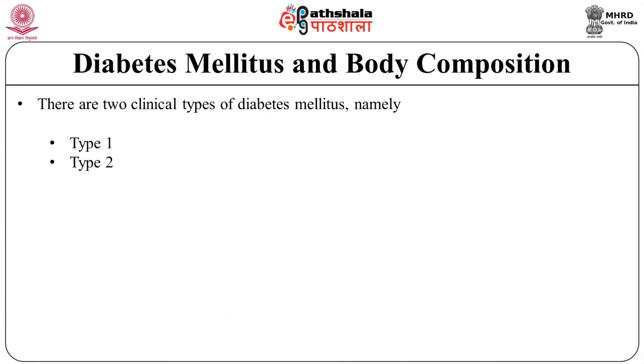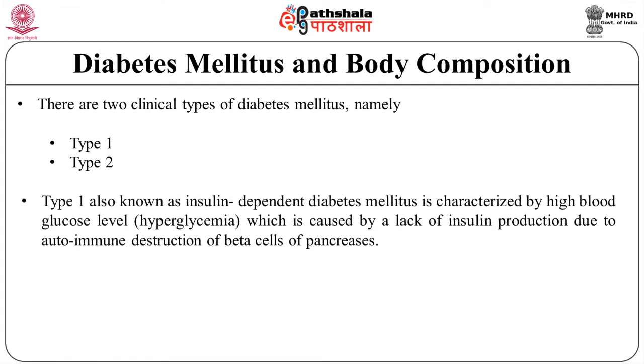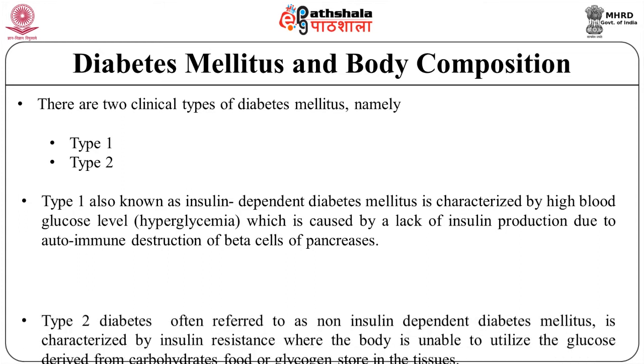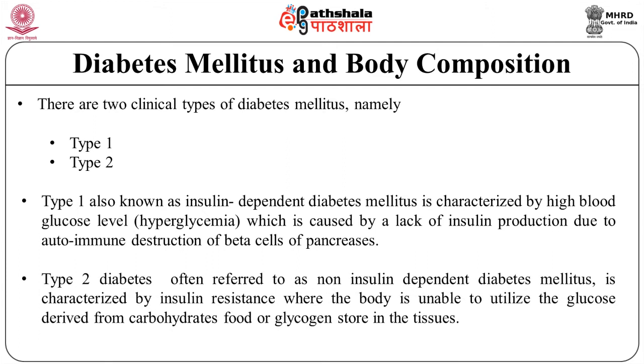There are two clinical types of diabetes mellitus, namely type 1 and type 2. Type 1, also known as insulin dependent diabetes mellitus, is characterized by a high blood glucose level, hyperglycemia, which is caused by the lack of insulin production due to autoimmune destruction of beta cells of the pancreas. Now, type 2 diabetes, often referred to as non-insulin dependent diabetes mellitus, is characterized by insulin resistance, where the body is unable to utilize the glucose derived from the carbohydrates in food or glycogen stores in the tissues.